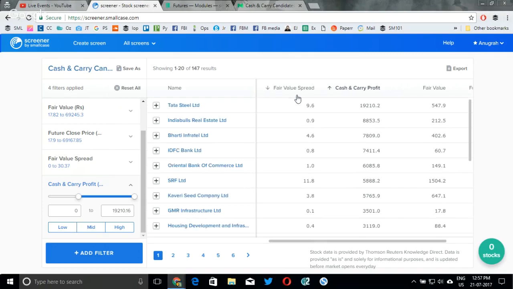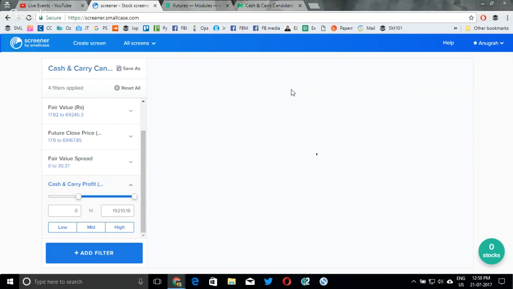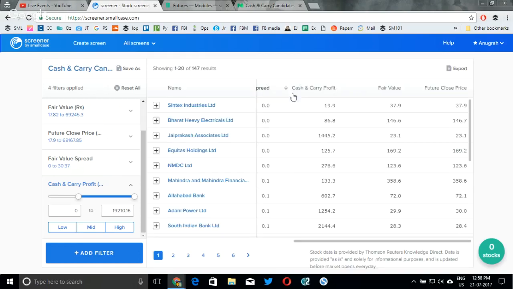You can rearrange all the stocks on the basis of fair value spread also. So you can see that the fair value spread is highest for Syntax Industries right now.